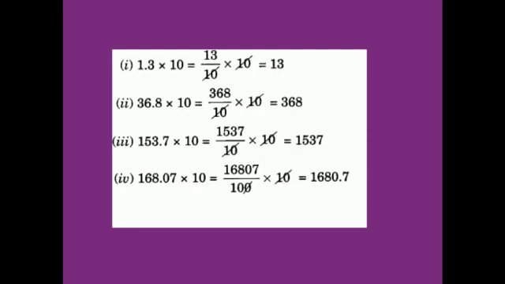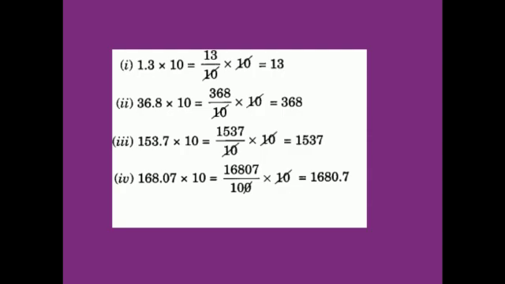Solution. First subdivision, 1.3 into 10. Since 1.3 consists of one digit right to the decimal point, it can be written as 13 by 10. That should be multiplied with 10. Now 10 and 10 get cross cancelled, so our answer is 13. Otherwise, if we are multiplying a decimal number with 10, we have to shift the decimal point one place to the right. So 1.3 into 10 is equal to 13.